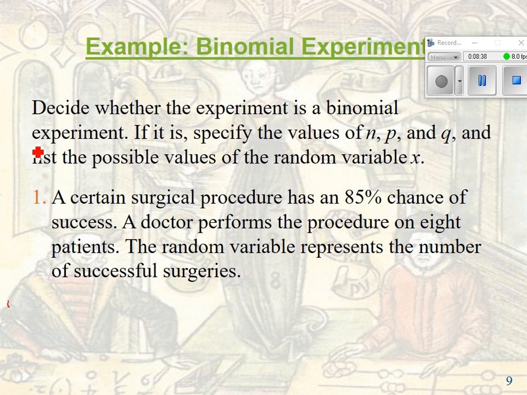Decide whether each experiment's a binomial experiment. If it is, specify N, P, and Q. We're going to just do this together. List all the possible values for the random variable X. So this will show you what you're going to do. A certain surgical procedure has an 85% chance of a success.